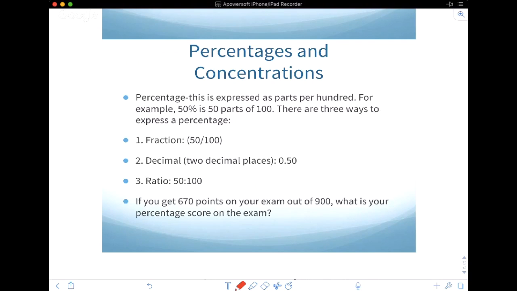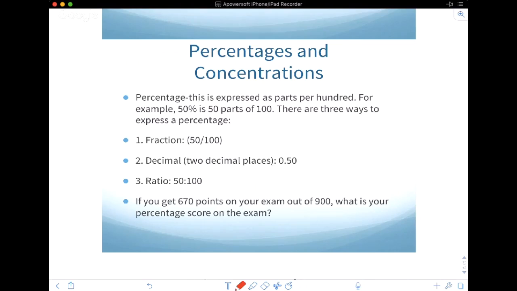For example, a question might say, if you get 670 points on your exam out of 900, what is your percentage score on the exam? You could probably figure out how to do this, but like I said, I'm consistent in how I do things, so I'm going to go ahead and do it. It's always good to write it down. Don't ever try to do something in your head, because that's where mistakes are made and that's where you get messed up.